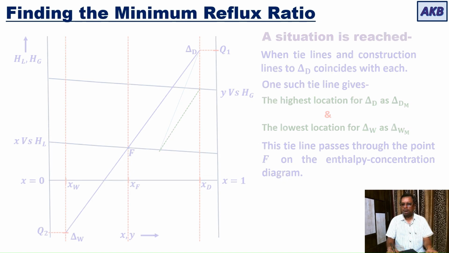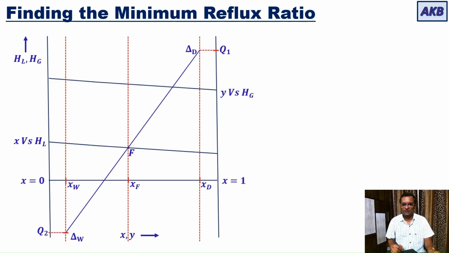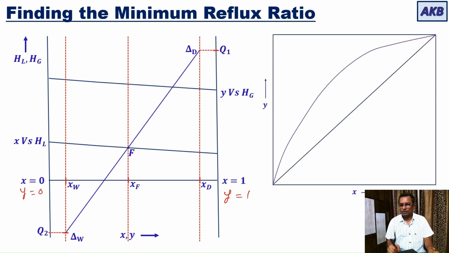Okay, now let us know how those points delta Dm and delta Wm are located on the enthalpy concentration diagram. So for that, I am showing you the enthalpy concentration diagram once again. This is x is equal to 0, y is equal to 0, x is equal to 1, y is equal to 1. And we will need the distribution diagram as well. So I am taking that also in our discussion.